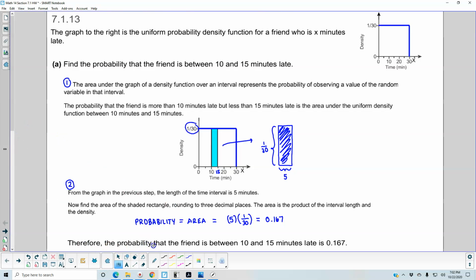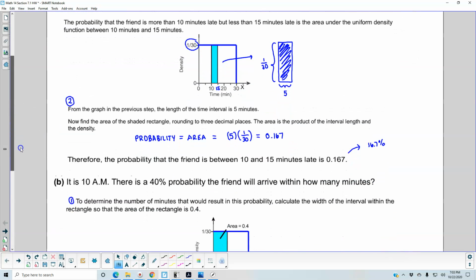So therefore, the probability that the friend is between 10 and 15 minutes late is going to be 0.167, or we can write this as a percent, which would be 16.7%, moving the decimal place twice to the right.